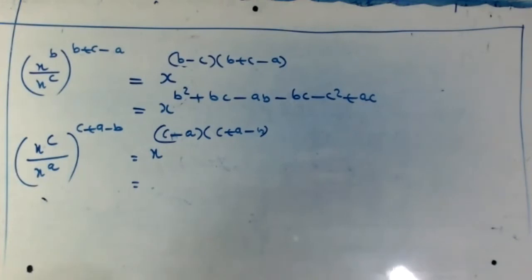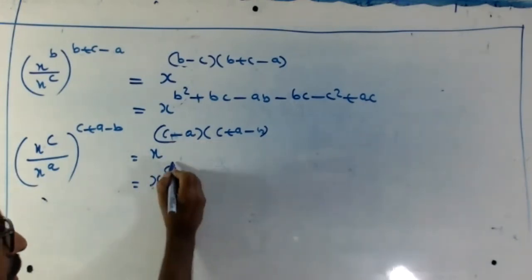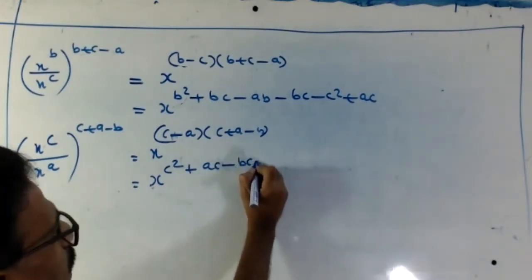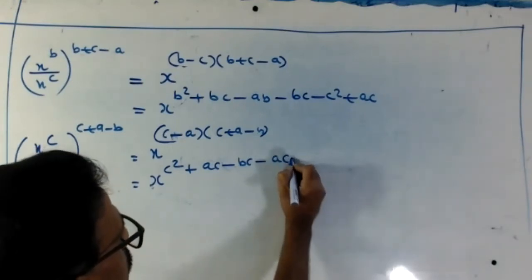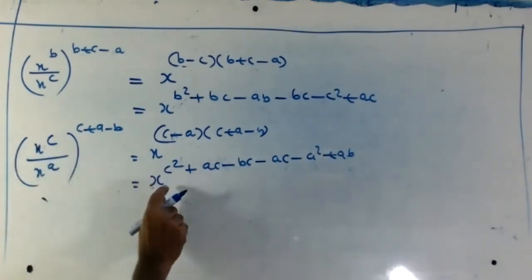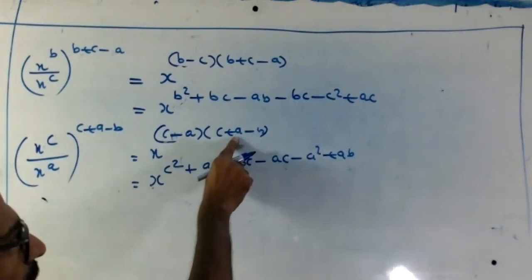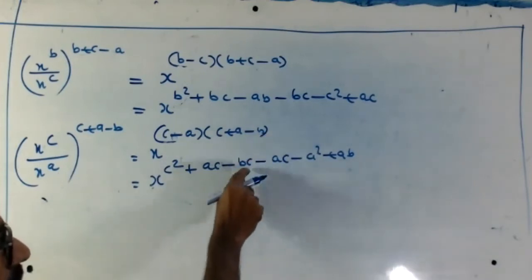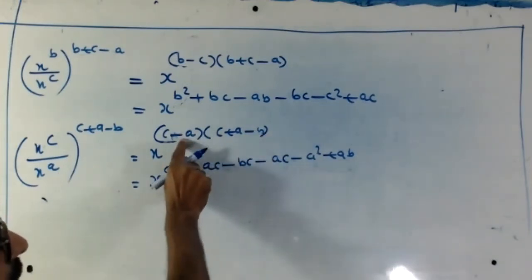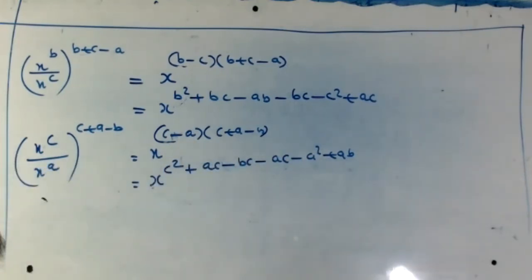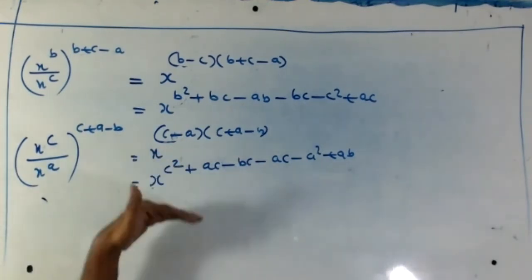This one, x raised to c into c square plus ac minus bc minus ac minus a square plus ab. Okay, just listen: x raised to c minus a into c plus a minus b. c into c square, c into a c, c into b minus bc, minus ac, minus a square plus ab. Second line clear or not? Okay, copy these two parts. These two copy now.